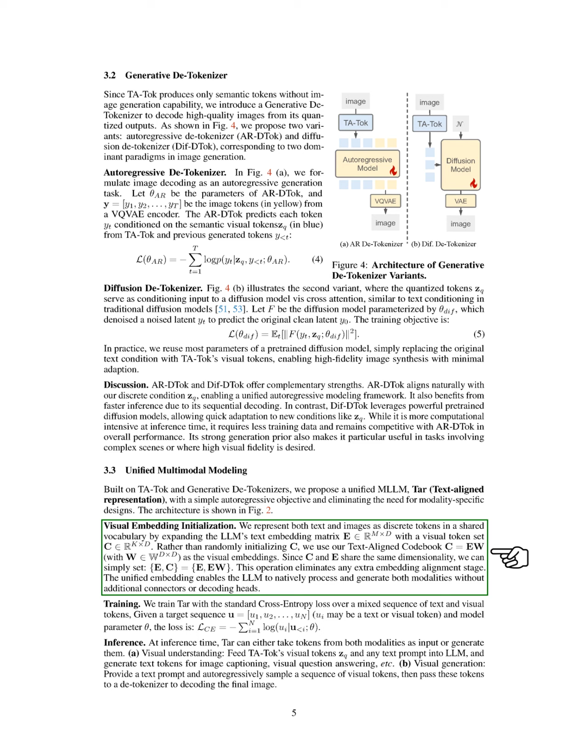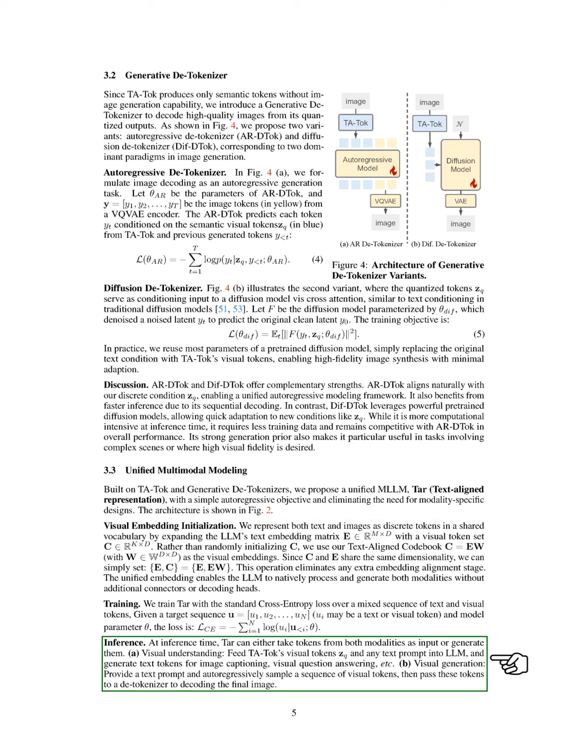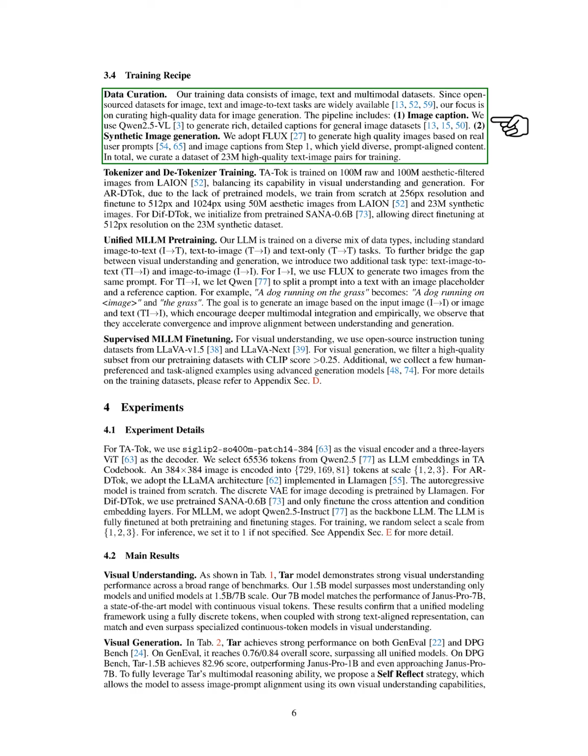For training, we use standard cross-entropy loss over a mixed sequence of text and visual tokens. During inference, TAR can accept tokens from both modalities or generate them. For visual understanding, we input visual tokens and text prompts to generate text tokens for tasks like image captioning. For visual generation, we provide a text prompt and generate a sequence of visual tokens, which we then decode into an image.